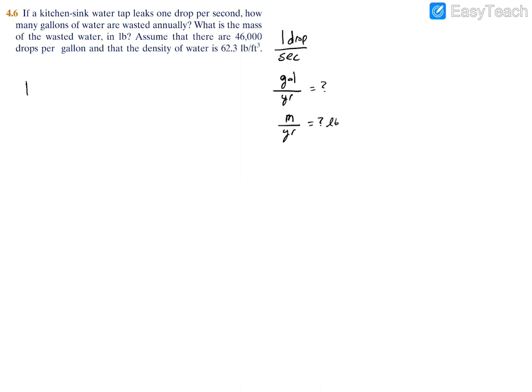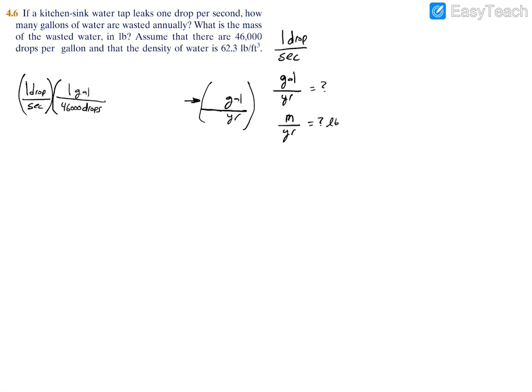So if we have 1 drop per second, and what we're looking for is gallons per year. So whatever we multiply out to should give us this unit here. Gallons per year. So go ahead and draw the line a little bit longer there. So let's start our conversions here. We know we want gallons on top, so we have to get rid of our unit of volume. So we'll get rid of a drop. You divide a drop by a drop. So we have 46,000 drops per 1 gallon.